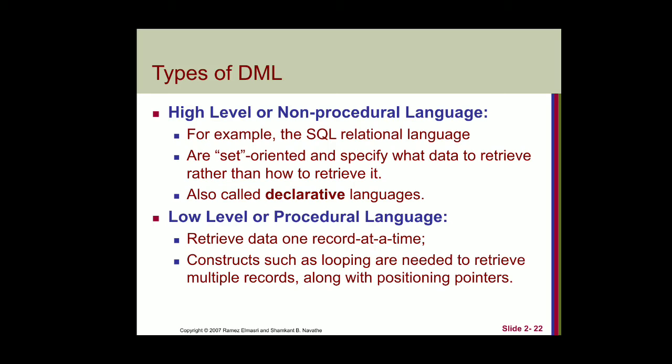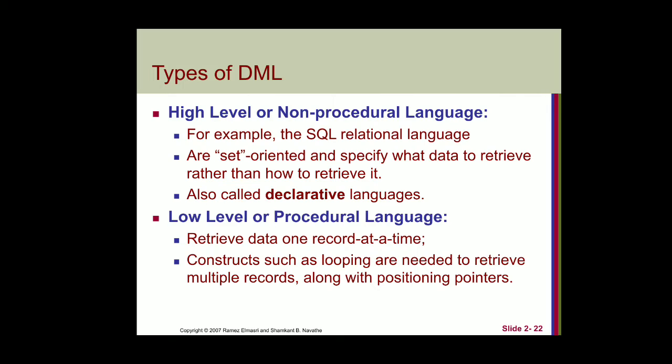Then we have low level or the procedural language. Here retrieving of data happens one record at a time. That is, whenever we are extracting some information, we will not get the whole information in one go. Here a single record is obtained as output. Constructs such as looping are needed to retrieve multiple records, along with positioning pointers. Here two things are required.